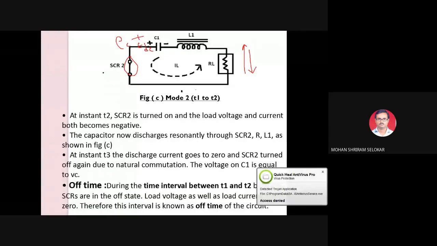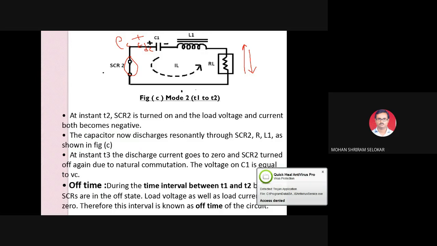It varies the frequency. It may vary from a few hertz to a few kilohertz. Okay, so that is the inverter.